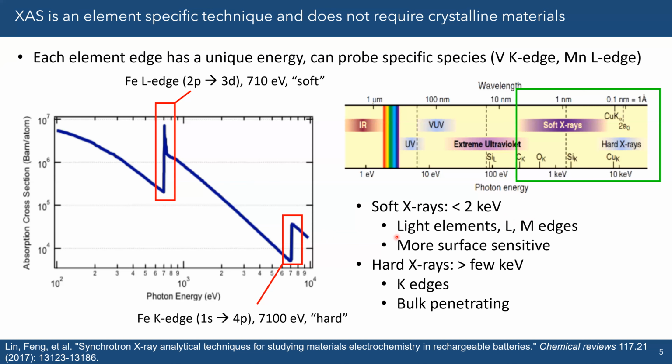So soft XAS is a bit more surface sensitive. They penetrate a bit less than hard X-rays, which can actually penetrate anywhere from a few millimeters to a few centimeters, depending on your samples.